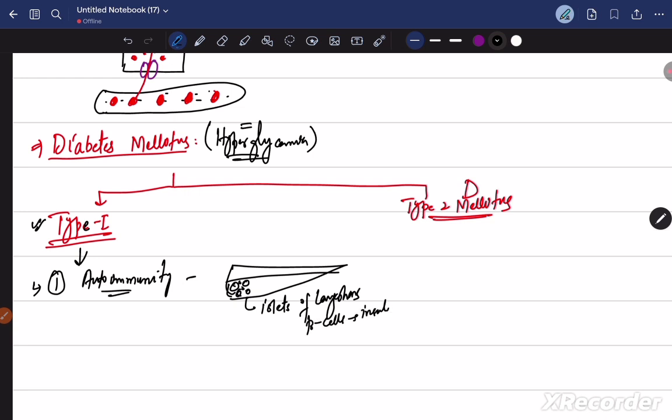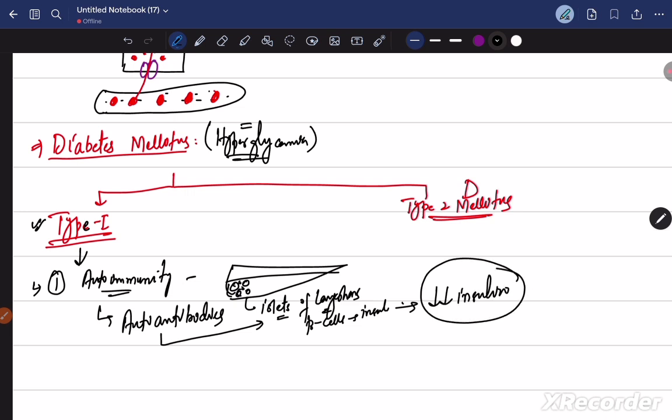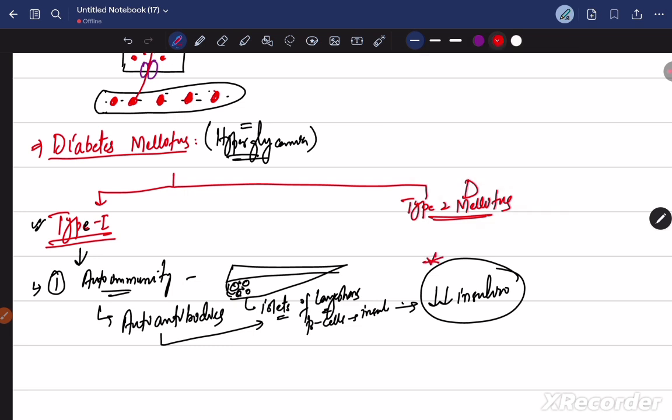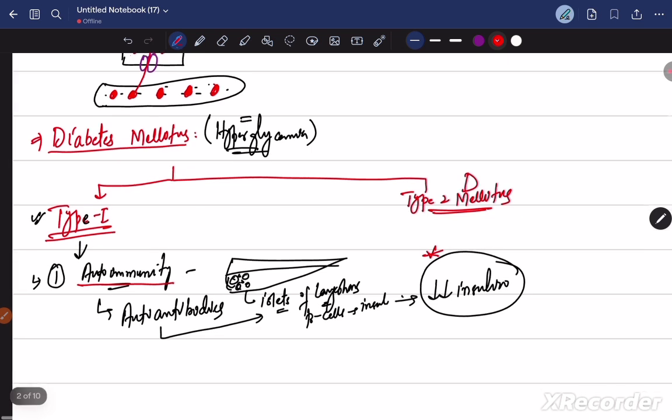So in autoimmunity there is the production of autoantibodies, and these autoantibodies are produced against the islets of Langerhans. So it leads to the destruction of these islets of Langerhans, which leads to a decrease in the production of insulin. Let us star it. So this is the first reason, that is autoimmunity.